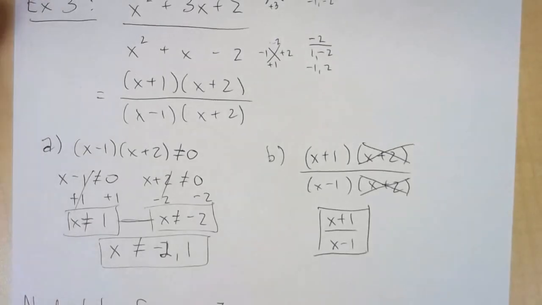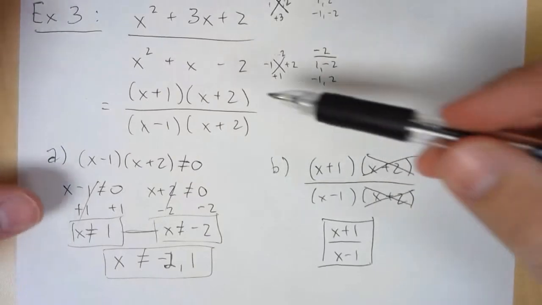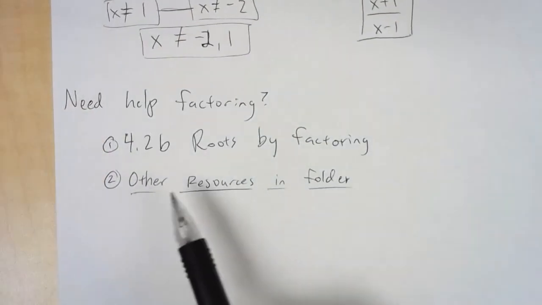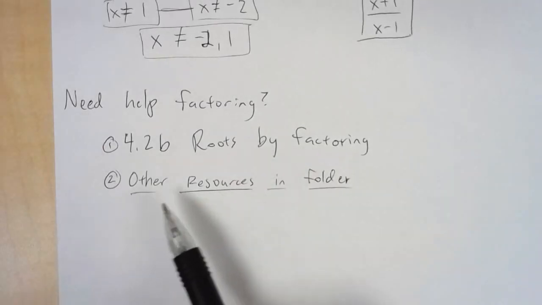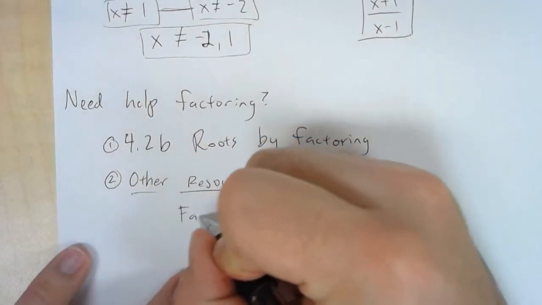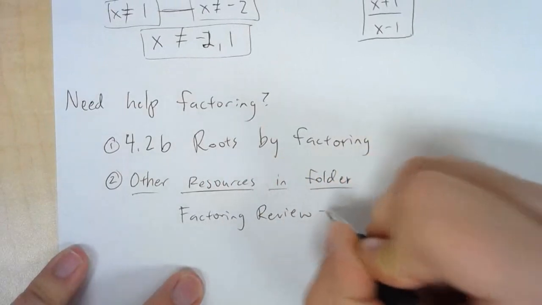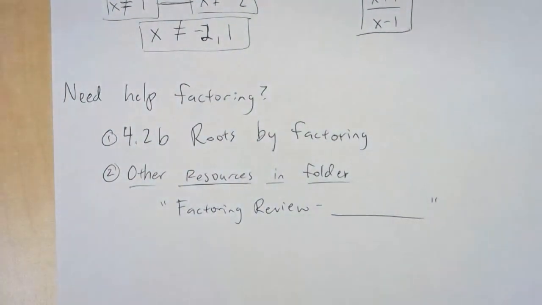Okay, so I feel like setting the bottom equal to 0 and solving, we can do that, but I feel like the factoring is definitely the hard part. So if you need help factoring, in 4.2b, finding roots by factoring, that's still in our folder. And other than that, I'm going to toss some other videos into the folder, and I'm going to call them factoring review, and then a dash, and then it'll just be some name in there. So work on any of those that you might need to.